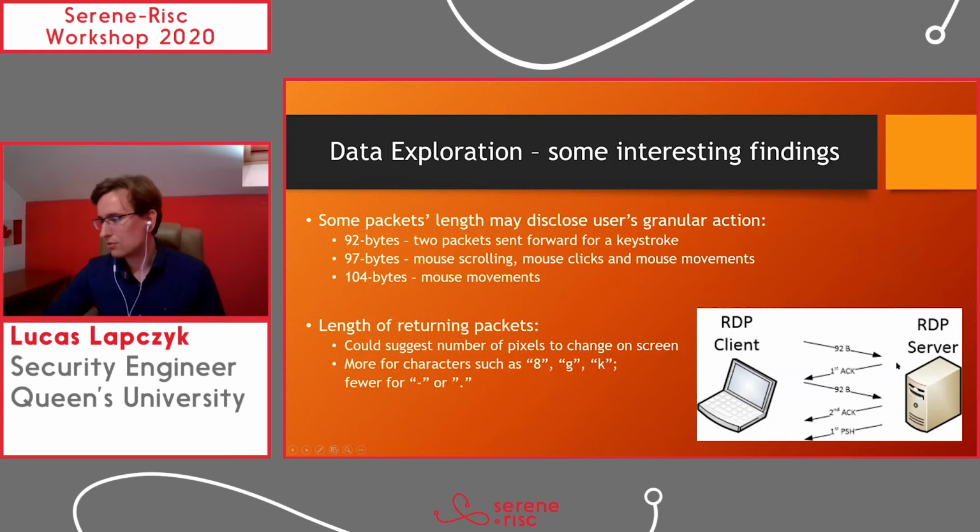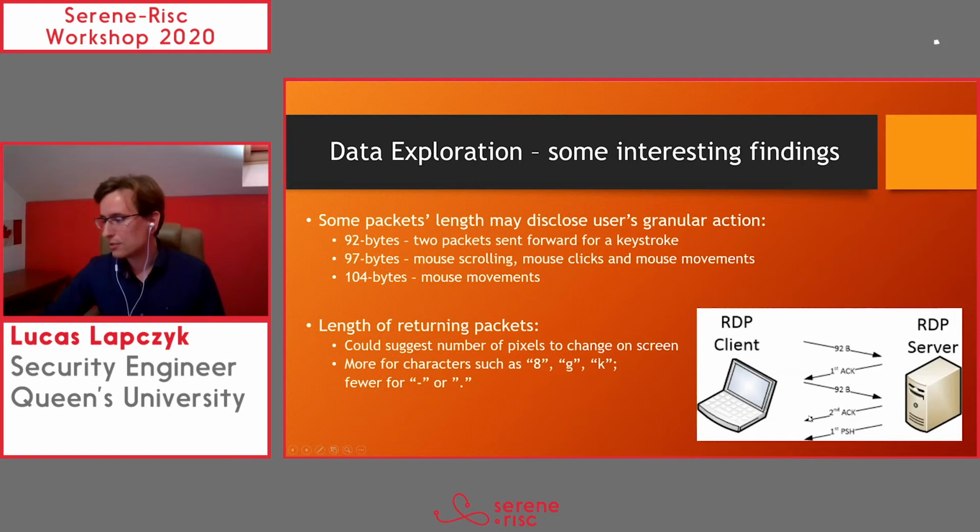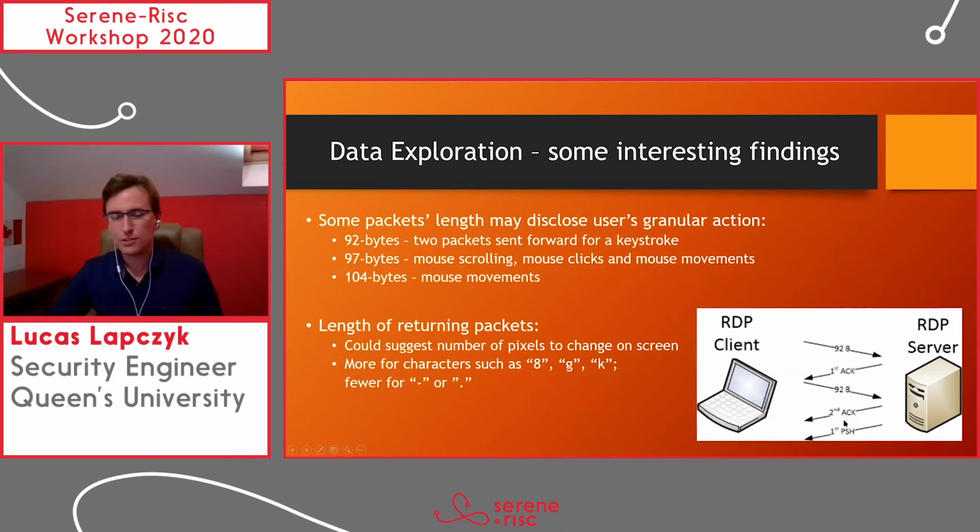The server responds, following TCP/IP communication standards, with an acknowledgement as the first frame. The client sends the second 92-byte frame. The server responds with another acknowledgement, but it also sends a super interesting packet with a push flag. The push flag is added to push data to the client. And in this case, it is data that's likely related to visual output on the user's screen.